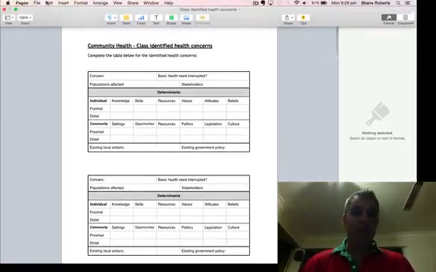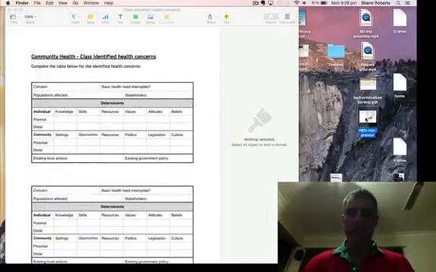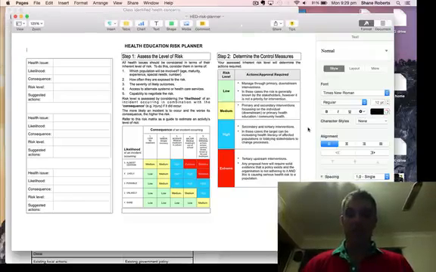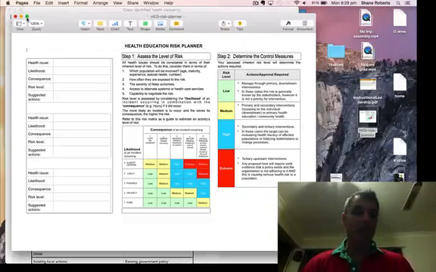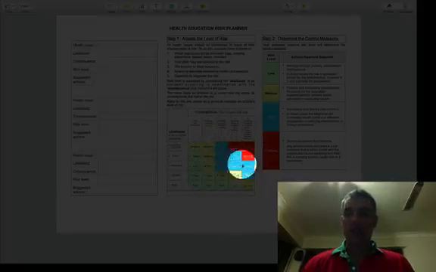Now there's also another sheet that we're going to have a look at, which is the HED risk planner. Again, it's on the Learning Place, on that Ed Studio, and it's also on the shared drive. But this is the HED risk planner. Now this is an adaptation of the government risk management document. This table that we've got here is how we determine a risk level.